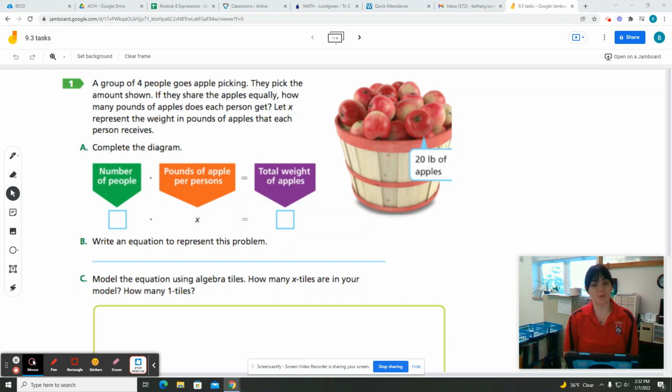So what we ultimately want to know is how many apples each person gets. And we know that there are 20 apples, or 20 pounds of apples. And we want to know how many pounds of apples each person gets.